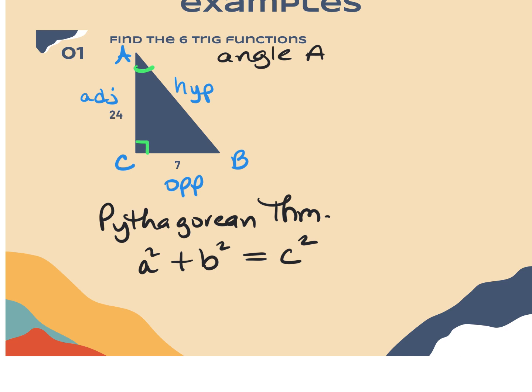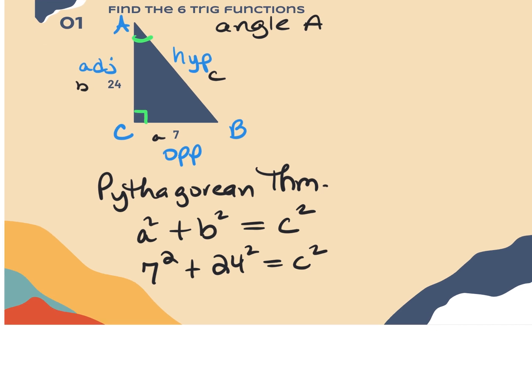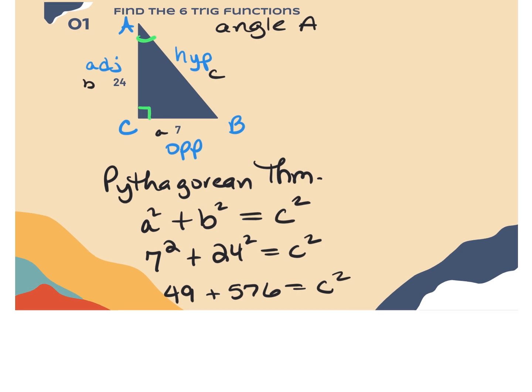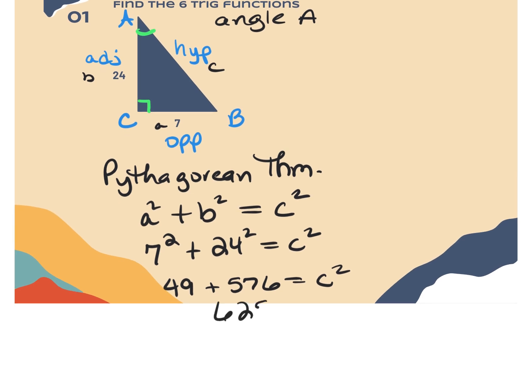But I'm going to go ahead and say that the 7 is going to be my a, and then this will be my b, and then I'm looking for my hypotenuse. So let's fill it in. We're going to do 7 squared plus 24 squared equals c squared. I have to follow order of operations here. I can't add 7 and 24 first. I have to evaluate the exponent first. So 7 squared is 49. 24 squared is 576. Now I can add them, and I get 625.